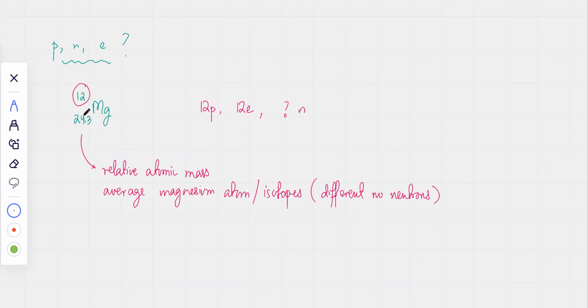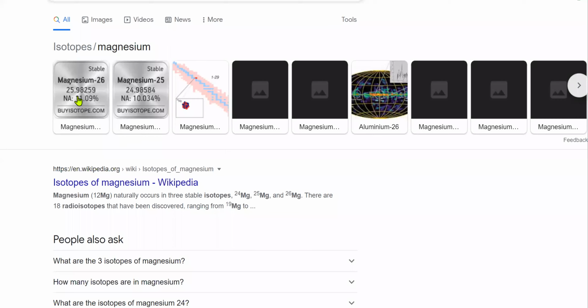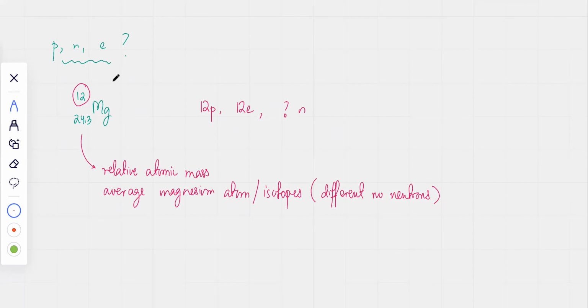Yes, sir. So 24.3, remember there is no atom called 24.3. That's the average mass of an atom. Magnesium is going to be either 24, 25 or 26, which is what is written there. So when you write the electronic configuration of an atom, be careful with the periodic table, because in the periodic table, average masses are given, so it's not the actual mass.